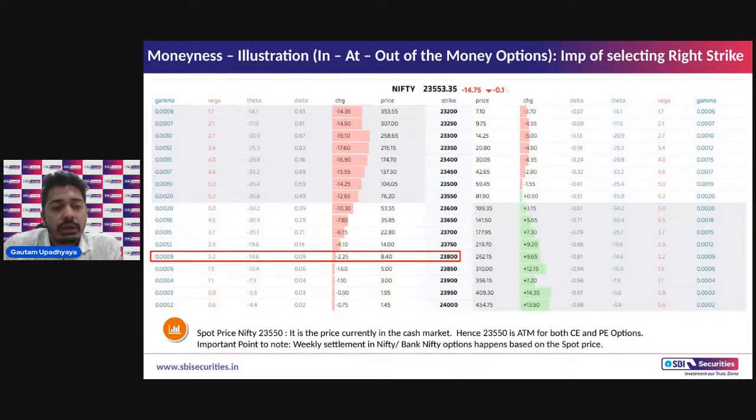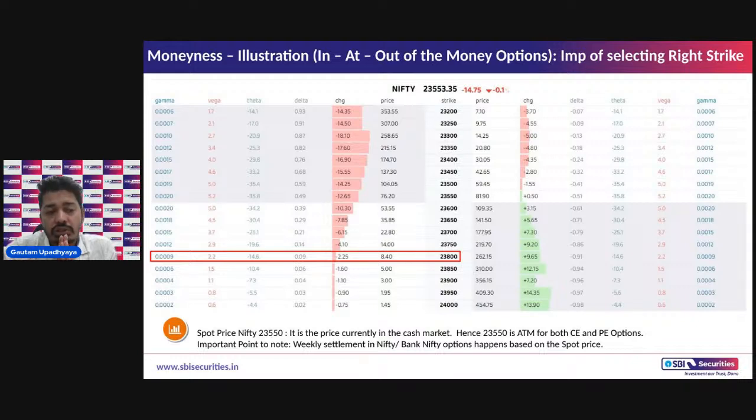So take the scenario that you have purchased a 23,600 call option and futures has given a closing at 23,640 and spot has given a closing at 23,580. Many people will compare, because futures option prices move based on future prices, not on spot, but the settlement happens on spot. So this is a very important distinction which everyone needs to understand. The day to day fluctuation of option prices happens based on future prices, and the settlement happens based on the spot prices.